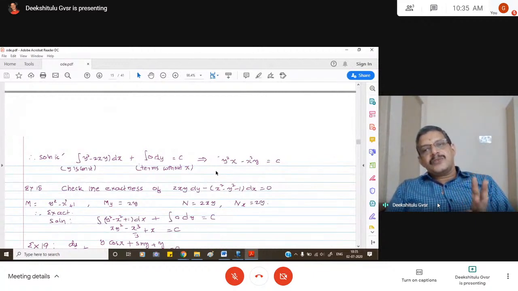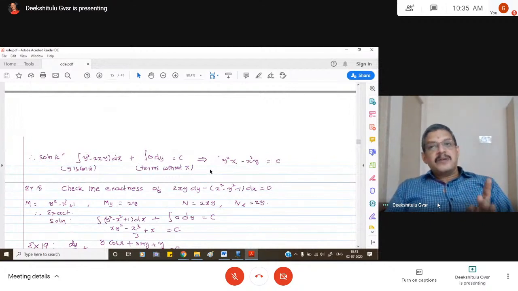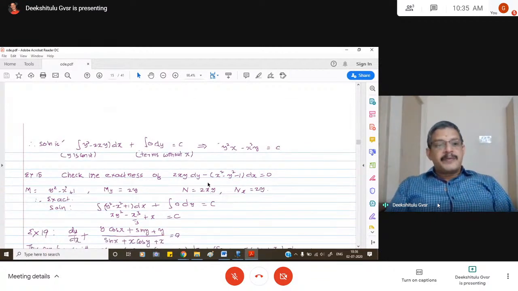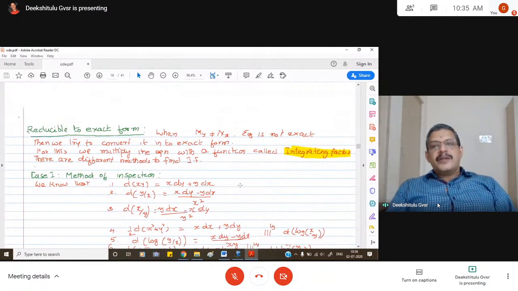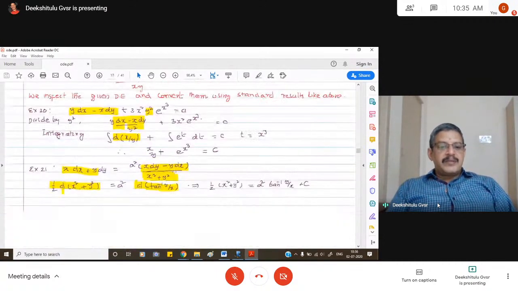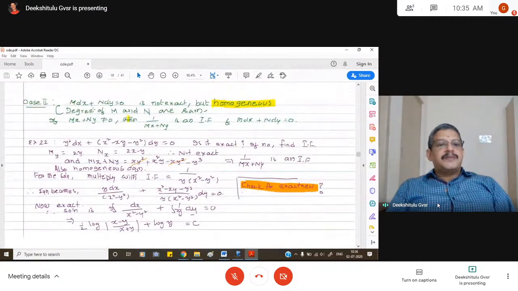You may be asked to find a solution, or you may be asked to test the exactness of the differential equation. If it is given as exact, you may be asked to find the solution. So all three ways you have to prepare. Okay. So next thing is, when the equation is not exact, what can we do? Can we reduce it to exact form or not? We have seen these formulae, and we have done some problems on this also. And then this one: M dx plus N dy is equal to 0 is not exact, but homogeneous. That means M and N are of the same degree.